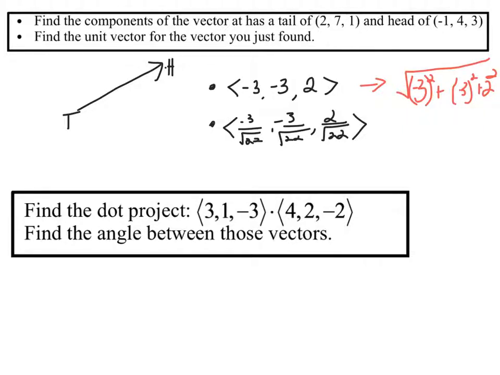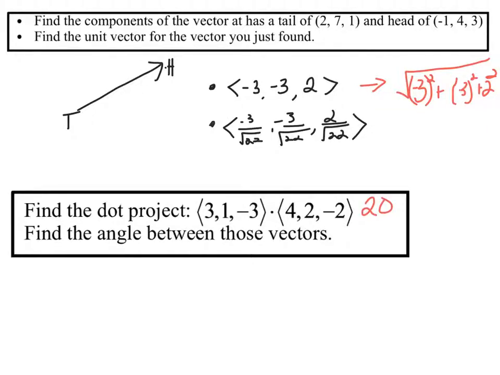Okay. Find the dot product between two vectors. So you remember we do the x's multiplied together, so 12. The y's multiplied together, so 2. And the z's multiplied together, so 6. And we just add those up. 12 plus 2 plus 6 is 20. So that is our dot product.